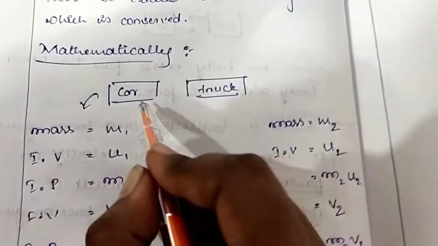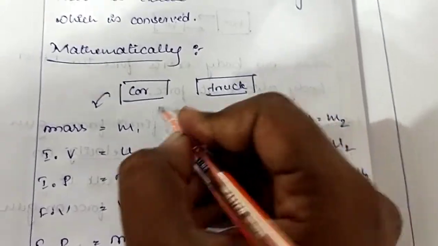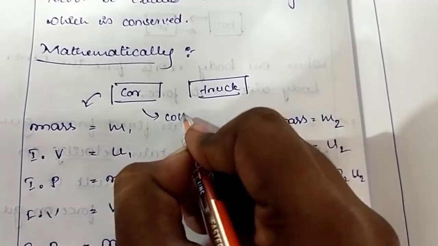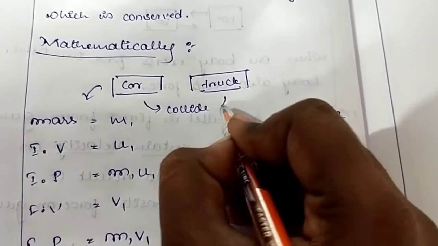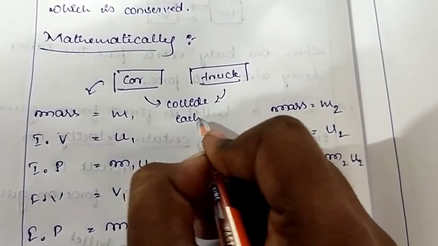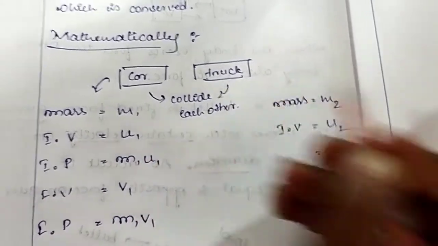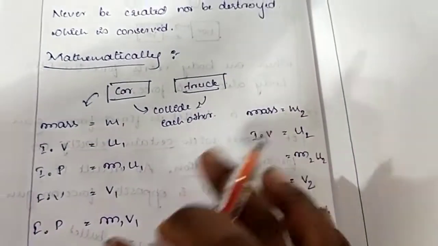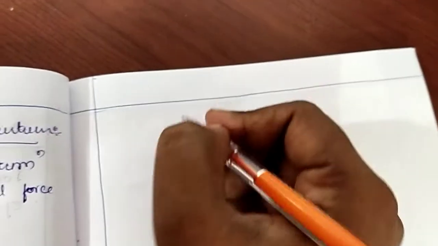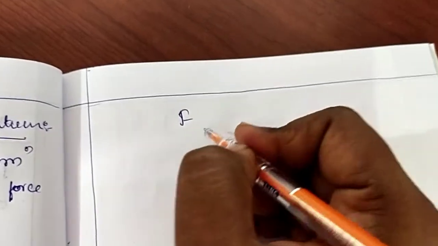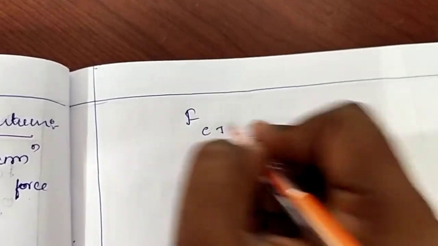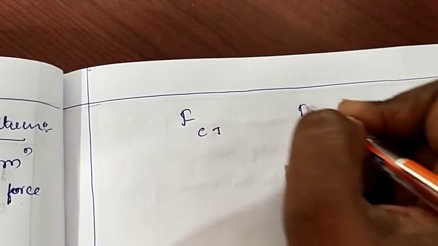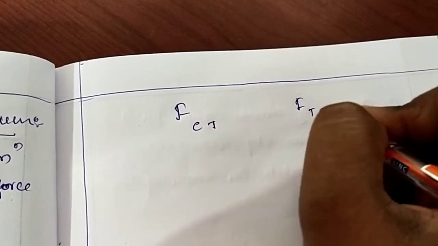So, when the car and truck collide with each other, when the car and truck both collide, they will get forces. So, the force of car on truck, and here the force of truck on car.